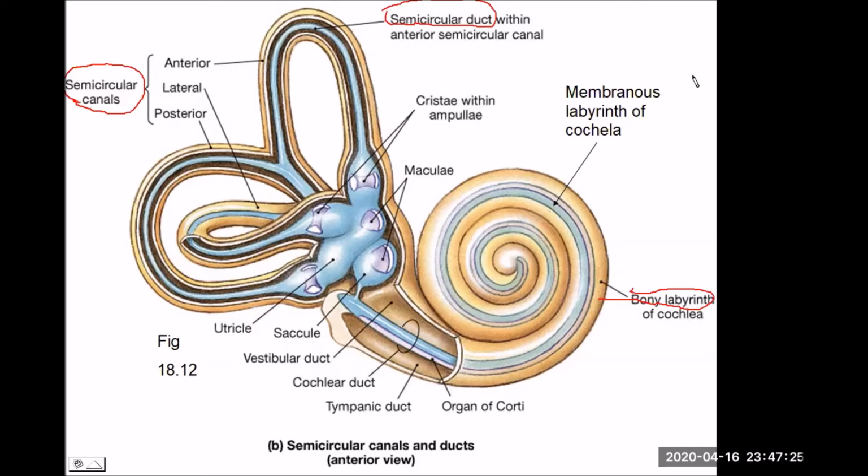We'll finish up with the terms of the ampullae. You notice at the base of each semicircular duct, it expands to form an ampulla. The next bulge over is the utricle, and then the bulge closest to the spiraling cochlea is the saccule. So the ampullae close to the end of the semicircular duct, utricle, and then saccule, in that order.